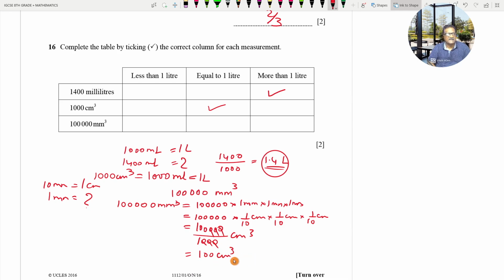100 centimeter cube is nothing but 100 ml. And 100 ml is neither equal to 1 liter nor more than 1 liter. It is less than 1 liter. So I'll put a tick mark over here. So that was question number 16, and in today's session I will do only up to question number 16. In the next video I will proceed with question number 17 and we'll go on.